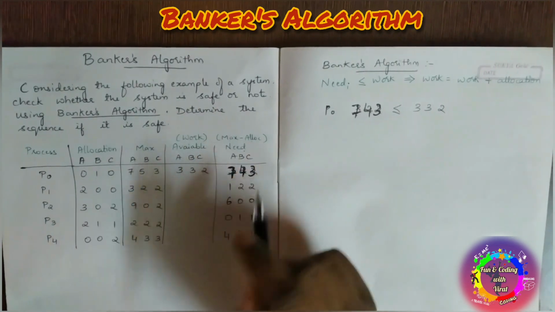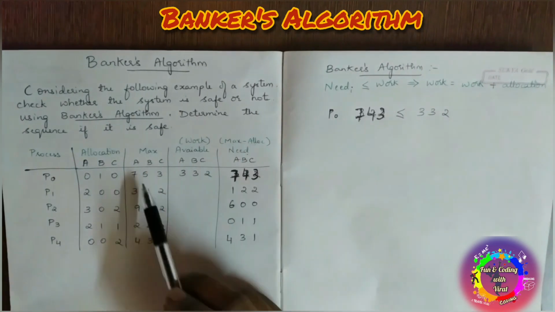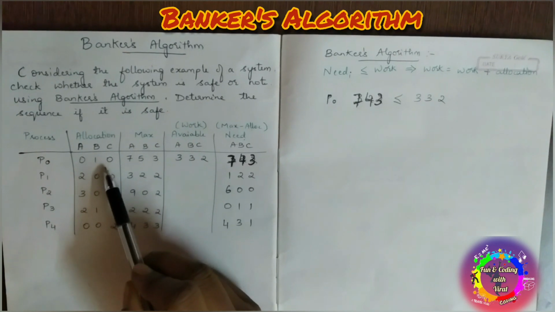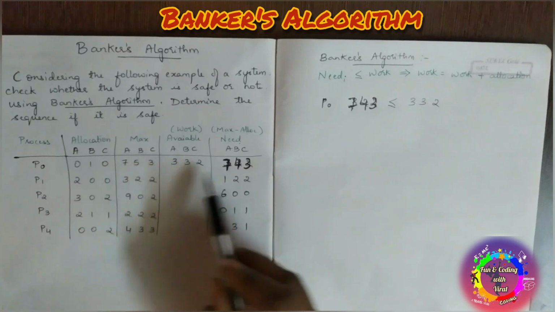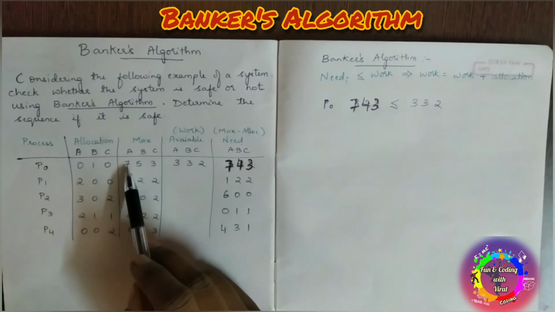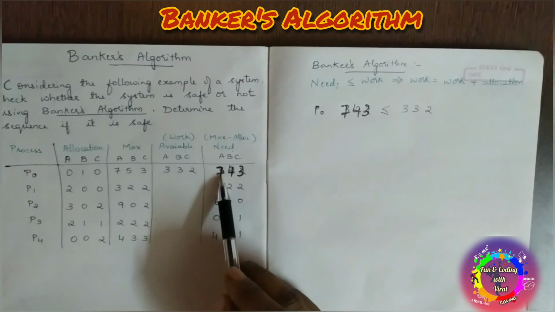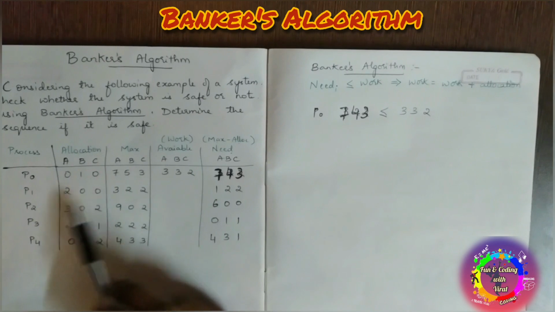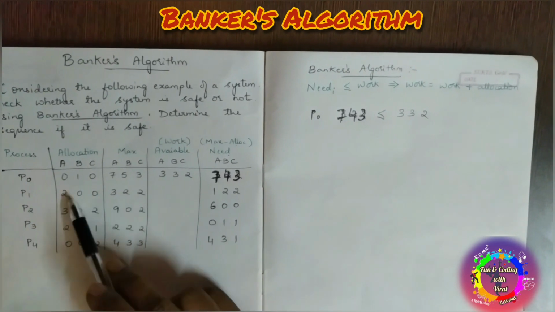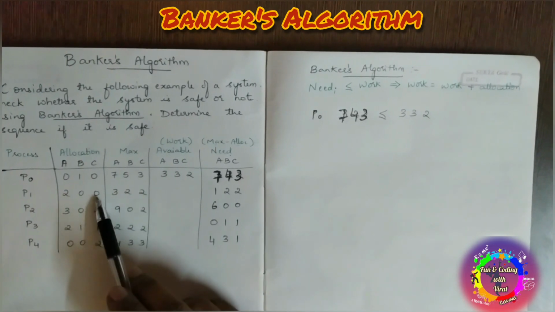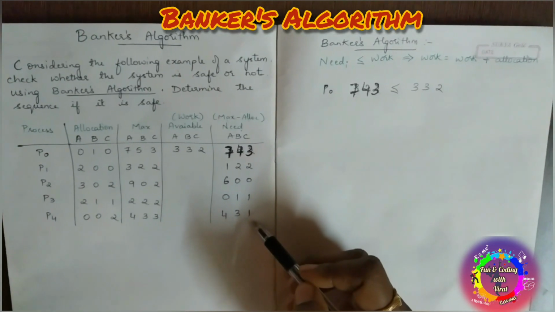How do you calculate the need? By using the formula max minus allocation. Max they have already given here. Allocation also they have given here. For P0, calculate max minus allocation. Write down the values here: 7 minus 0, 5 minus 1, 3 minus 0. So you get 7, 4, 3. In the same way, you will calculate for the rest of the processes. For P1 it is 3 minus 2, 2 minus 0, 2 minus 0. 1, 2, 2 you will get. Similarly, you will calculate for the rest of the processes.